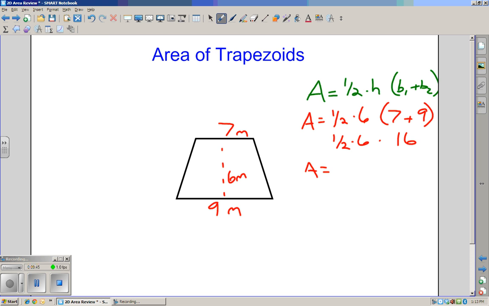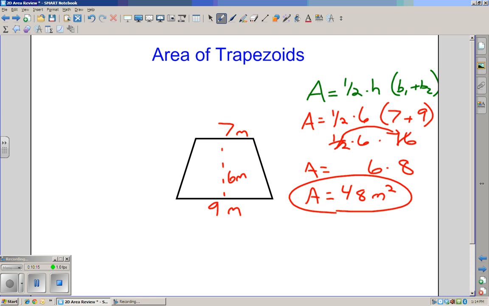And this one, I'm just going to take half of one of my numbers because that's easier for me. So I'm just going to take 1/2 of my 16, and that becomes an 8. So my 16 and my half are knocked out. And then I'll bring down my 6. 6 times 8 is 48 meters squared. If you were to do 6 times 16 and then take half of that, that will also give you 48 meters squared. That is how you do trapezoids.